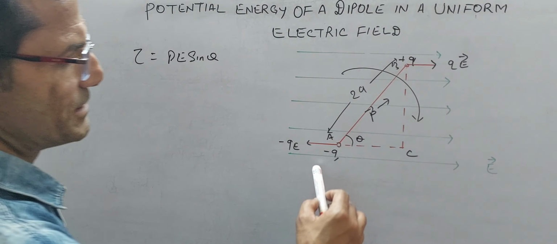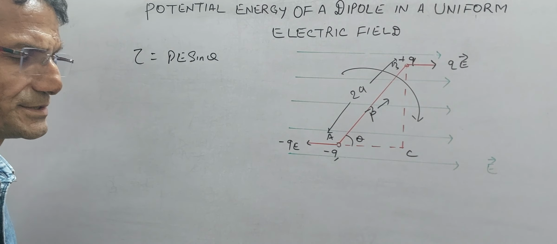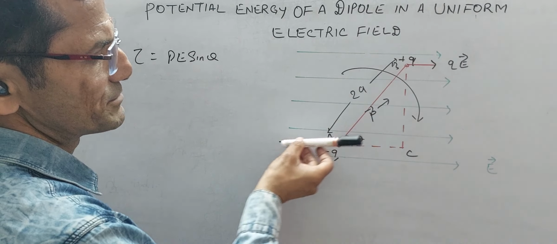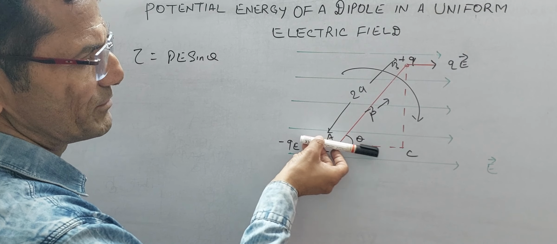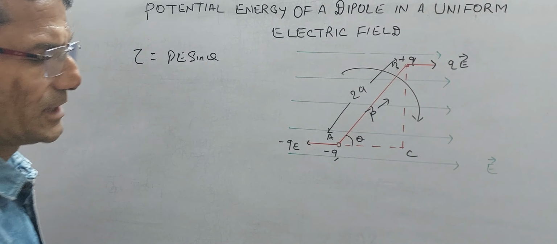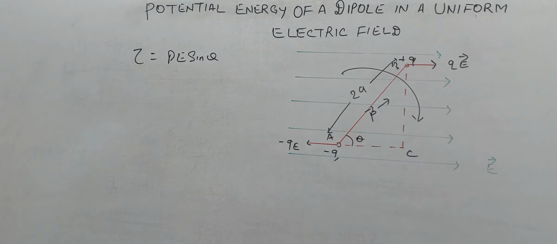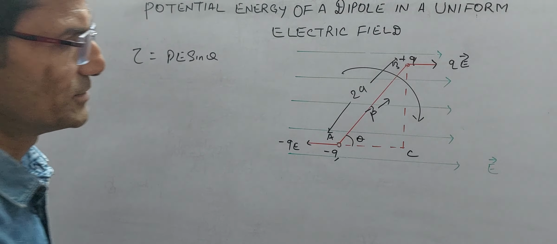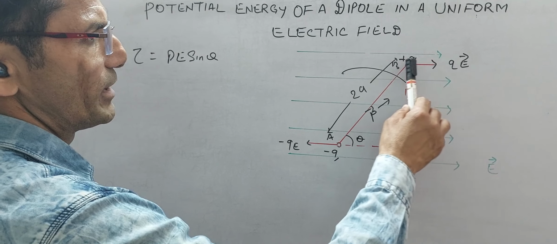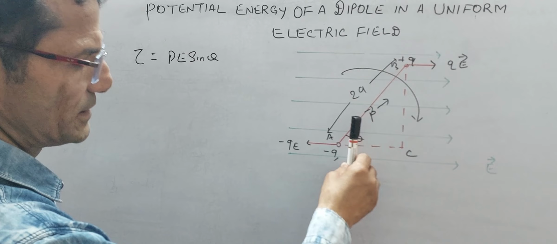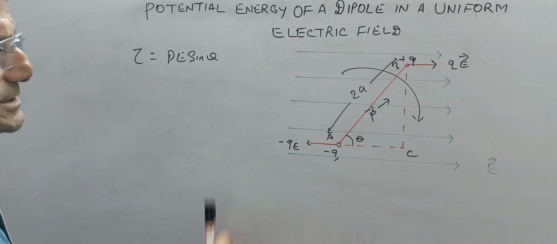Now a dipole. This is the minus q, plus q. This system is a dipole. I have rotated this dipole through an angle theta with the electric field. Now in this position, two forces act on this dipole. One is qE along the direction of the electric field. Another is minus qE in the direction which is just opposite of the electric field.